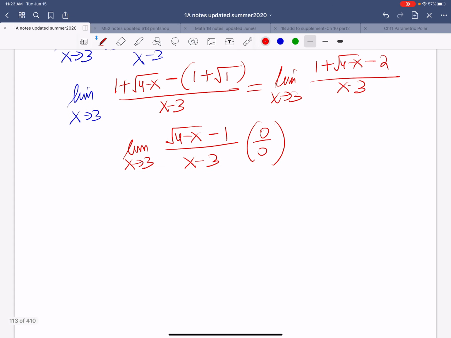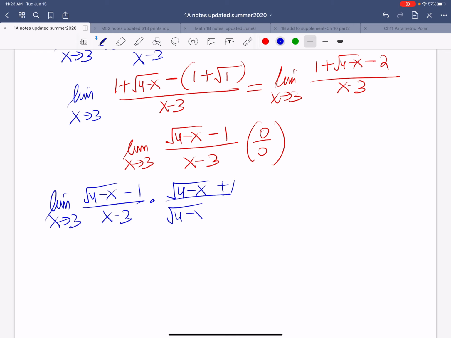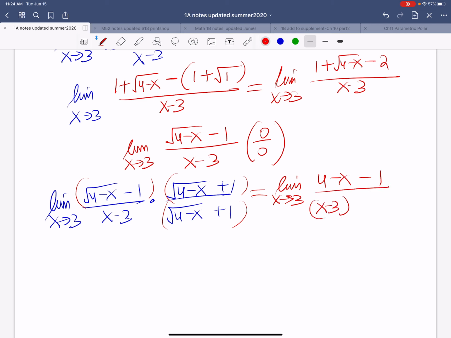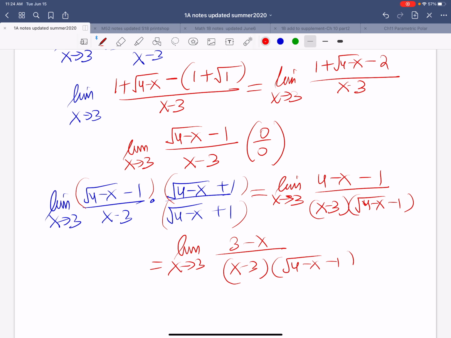That means I need to use some algebra techniques, so I'm going to rationalize the numerator. As x approaches 3, square root of 4 minus x minus 1 over x minus 3, times square root of 4 minus x plus 1 over square root of 4 minus x plus 1. So I'm going to go ahead and distribute the numerators, FOIL, so that will leave me with 4 minus x minus 1 over x minus 3 times square root of 4 minus x plus 1. Limit as x approaches 3, that would be 4 minus 1 is 3, 3 minus x over x minus 3 times square root of 4 minus x plus 1.